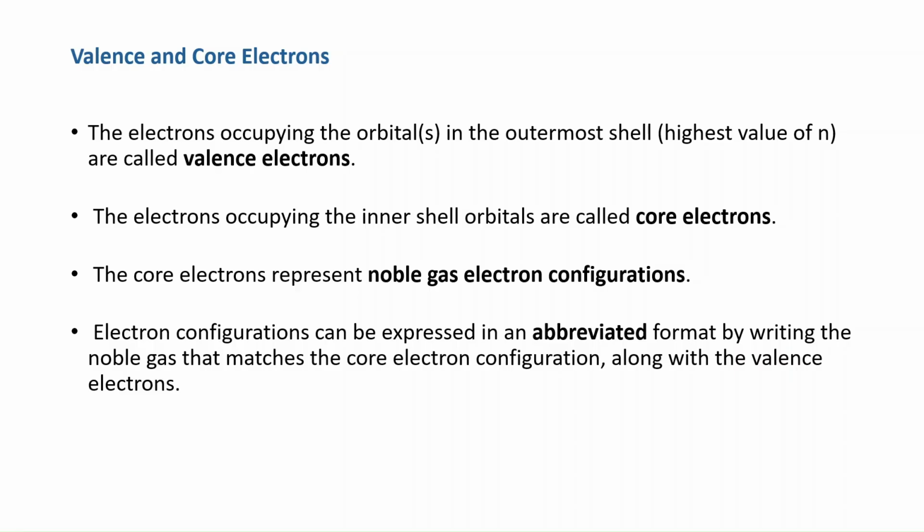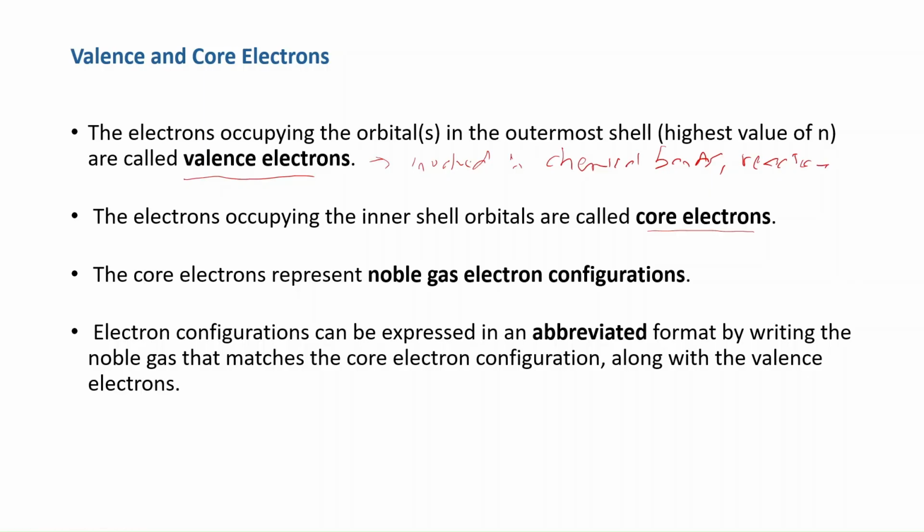The outermost shell, the one that has the highest value of n, the electrons in there are called the valence electrons. The ones underneath are going to be core electrons. Why is this important? Because the valence electrons are the ones that are involved in chemical bonds and reactions. They're the only ones that do anything.